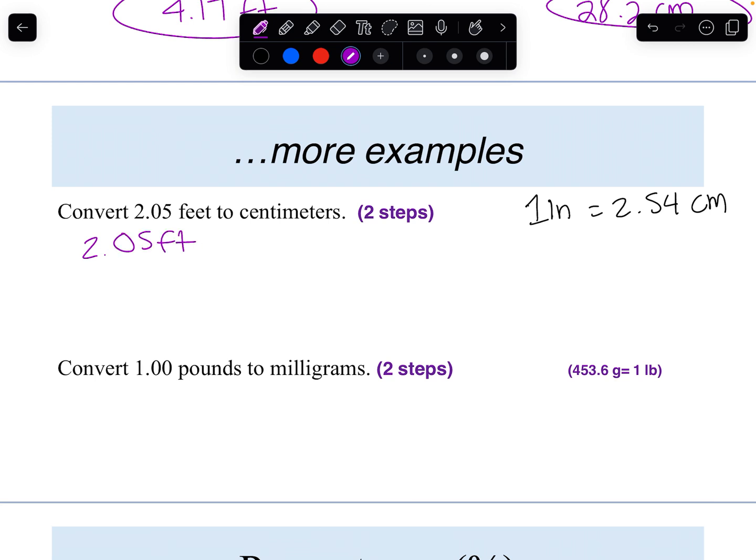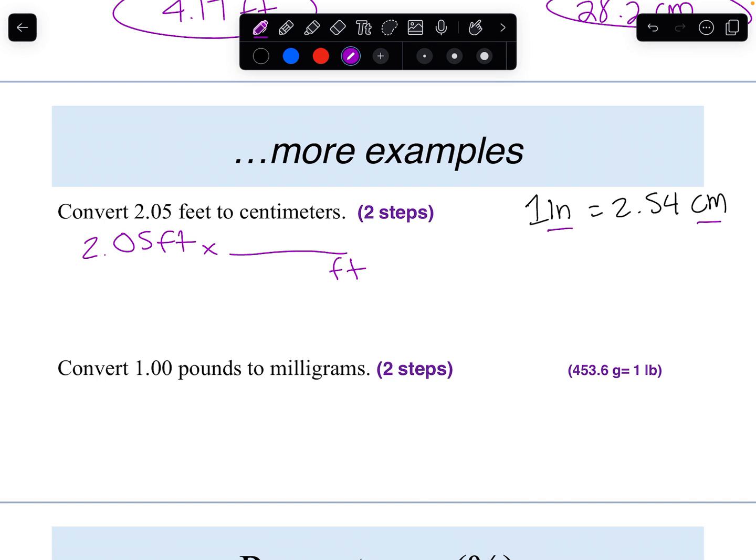2.05 feet to centimeters. Take the unit you're given, put it on the bottom, what you're going to on the top. Excuse me, let me go back here. We can't go directly from feet to centimeters. We need to go from feet to inches. So this is our first one where we're going to use an intermediate.